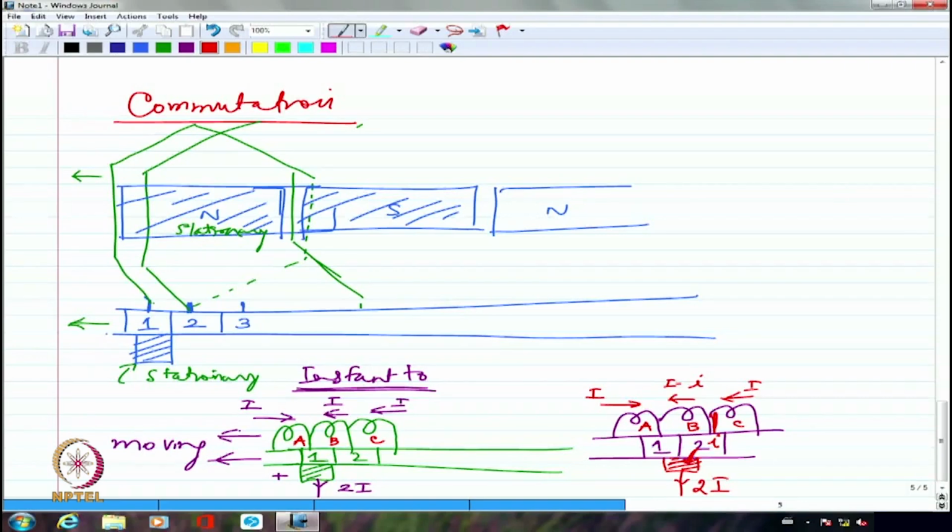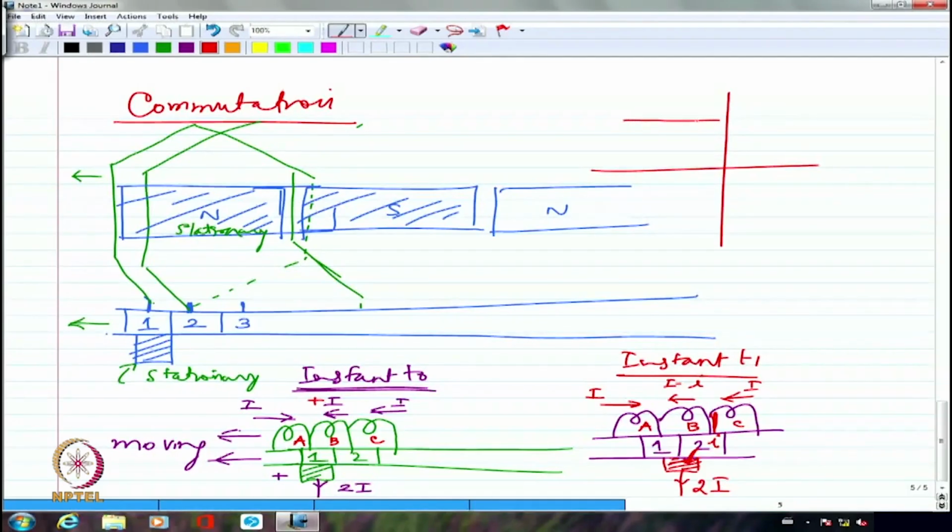So please note that B was originally carrying a current of plus I, if I may call this direction as plus I, and it has slowly come down to 0. So this is instant T1. So I may say that originally it was carrying a current of I. Slowly it will come down to 0, and then it has to go the other way around. Now this is the point at which short circuiting of B starts.